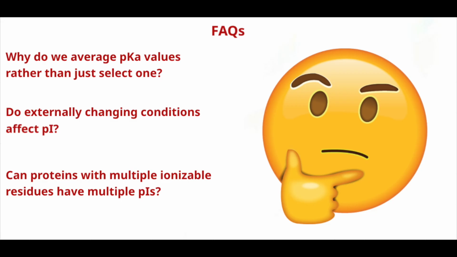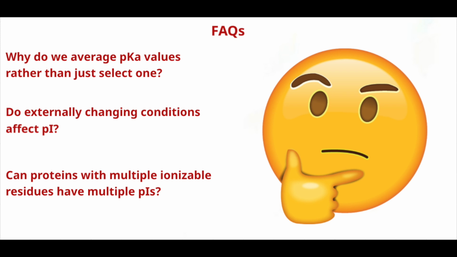So what are some common questions? Well, why do we average pKa values rather than just select one? Because to get net zero charge, the amounts of positive and negative groups must be an exact balance, which mathematically occurs at the midpoint. Why do externally changing conditions affect pI?